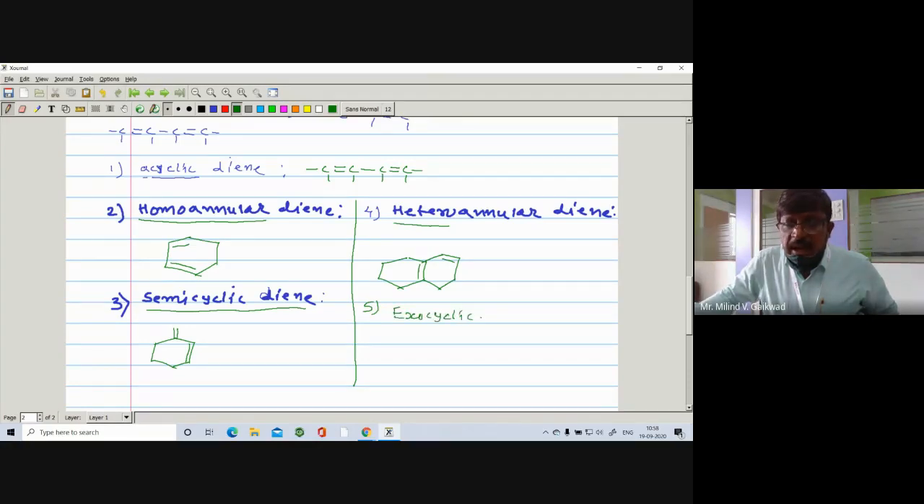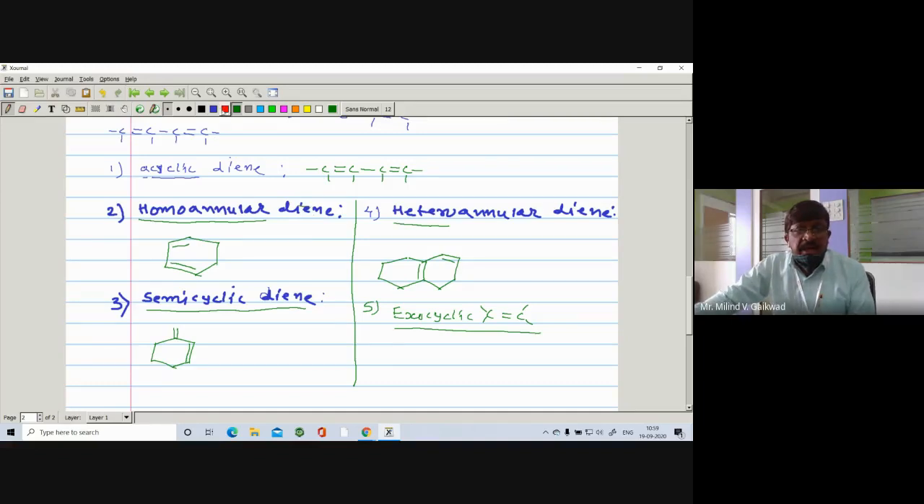Exocyclic carbon-carbon double bond. I say carbon-carbon double bond. Okay, so what is meant by exocyclic? Exo means outside. Cyclic, outside the cycle. So the pi bond that is part of the system, but is pointing out from the ring, is called an exocyclic carbon-carbon double bond.